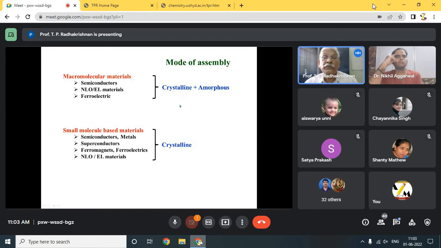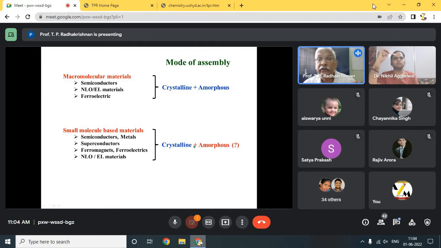crystallinity and amorphous nature. As you know, a crystal is one where you have a translational symmetry. There is a periodicity of organization of atoms or molecules. And an amorphous one is where there is very little or practically no ordering of this kind of translational periodicity. So there are a lot of molecular materials which are macromolecule based, polymer based, which show crystallinity and amorphous nature. But among small molecule based materials, which are much easier to work with in some sense because of solubility and various other advantages, and they have been made into all kinds of materials, most of them have been crystalline.